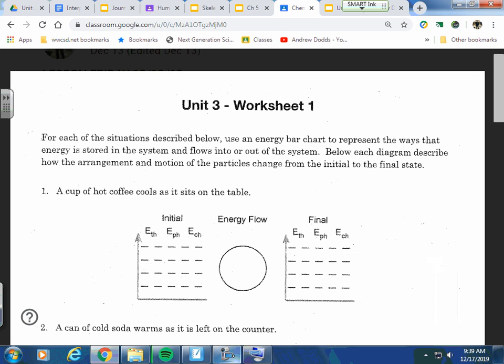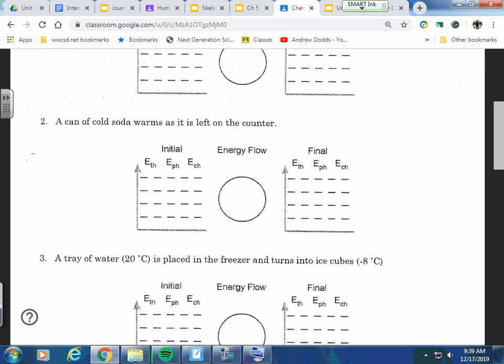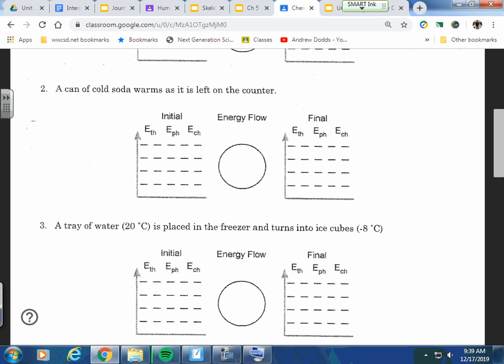Okay. We got number 2, a can of cold soda. So listen, step 1. What is step 1? Anybody tell me? Soda. Identify the system.